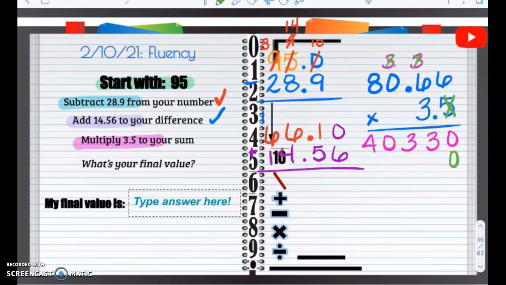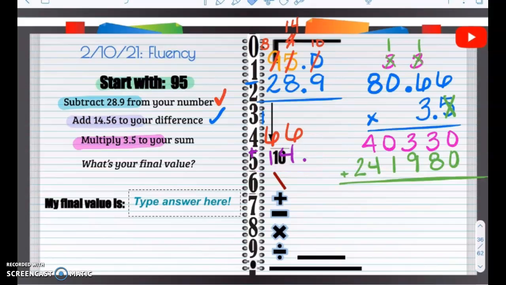3 times 6 is going to be 18. 3 times 6 again, 18 plus 1 is 19. 3 times 0 is 0, plus 1 is 1. 3 times 8 is going to be 24. Now we're going to add. I am going to end up erasing this. I'm sorry. Now we're going to add them up.